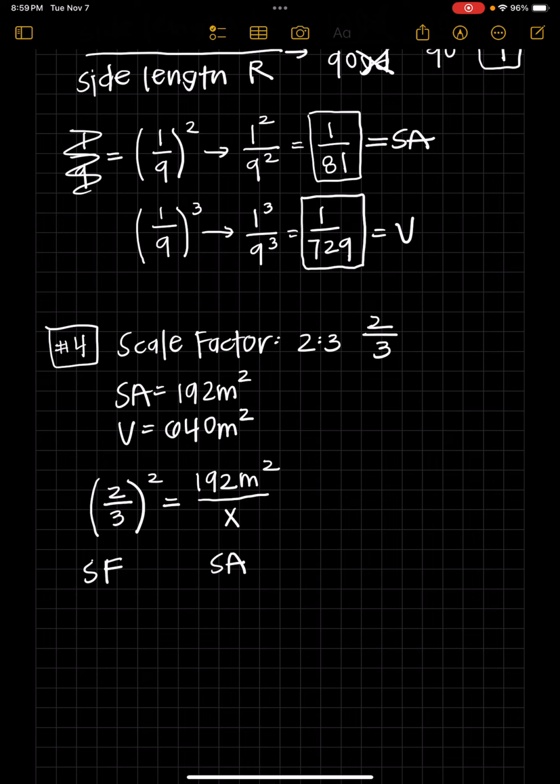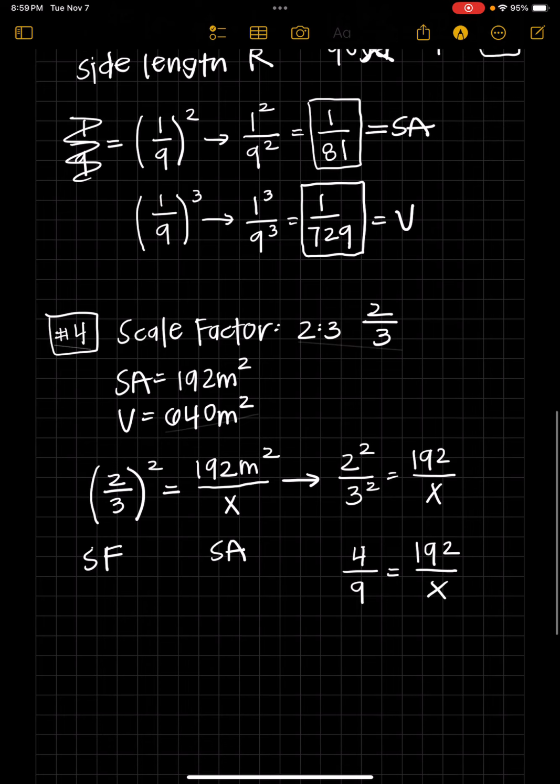So let me simplify this a little bit. When I square it, I would have 2 squared over 3 squared is equal to 192 over X. I'm not going to put the meters squared on here until I get my answer for X. I know my X will be in meters squared because it'll be a surface area, but we can just keep the units on hold until we get to that point. And then we're going to simplify that even more. 2 squared is 4, 3 squared is 9, and then we compare that to the 192 over X.